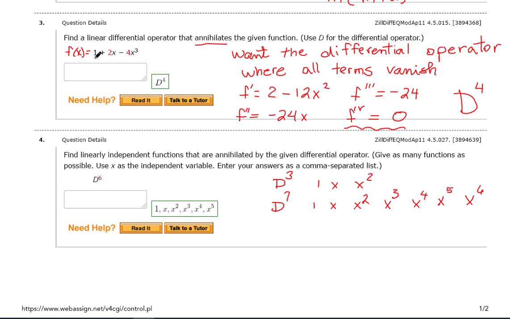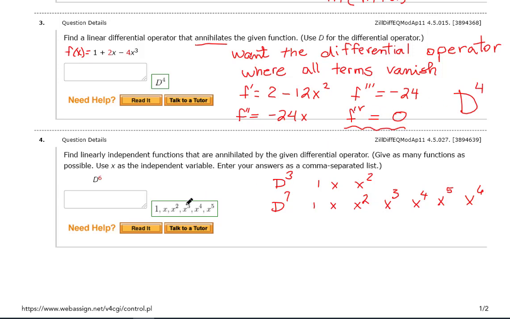So if this is f of x, what's f prime? Just a first derivative. Second derivative, minus 24x. Third derivative is minus 24. But if I go one more derivative, the derivative of a constant is 0. And so the differential operator that would annihilate this function has to be D to the fourth power, which in essence means the fourth derivative.